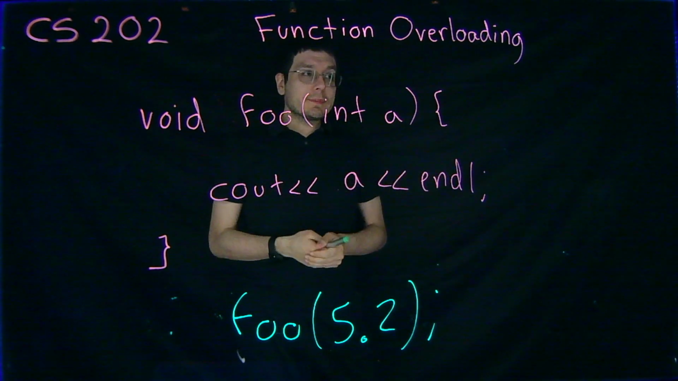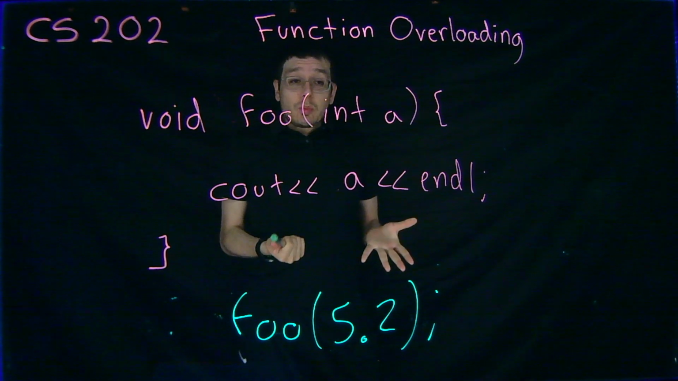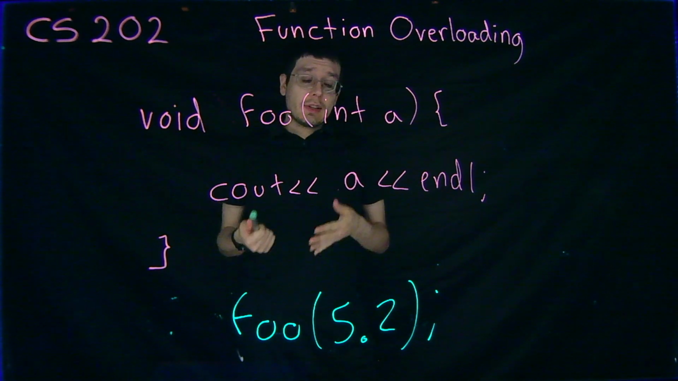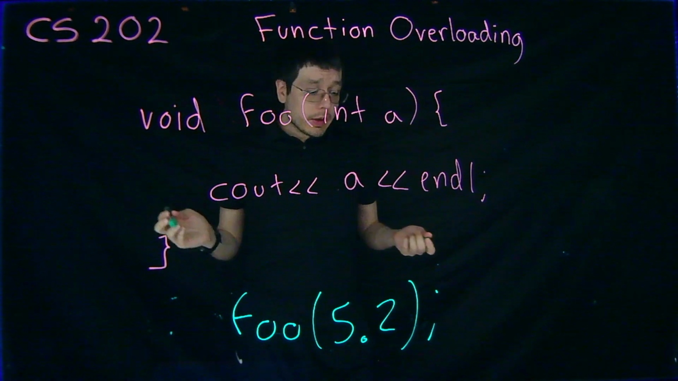But ultimately, this works, but not really what you wanted. What you want is a 5.2 to be printed out. So you're like, okay, what can I do?